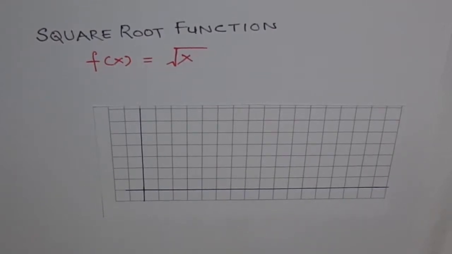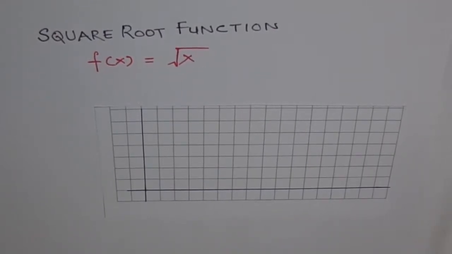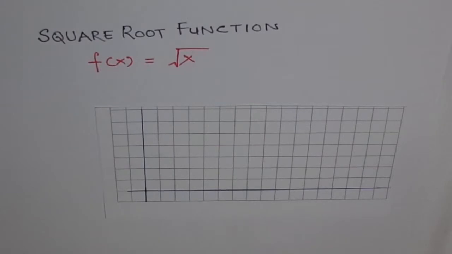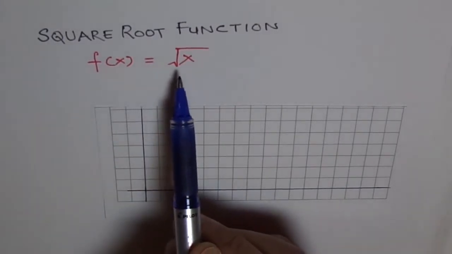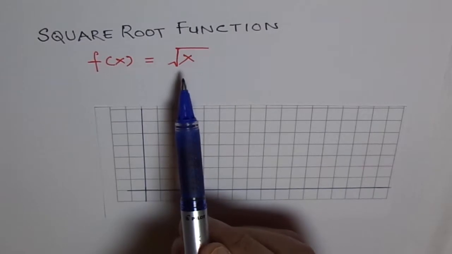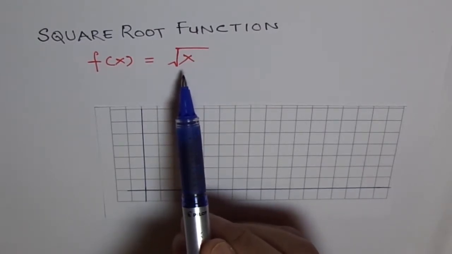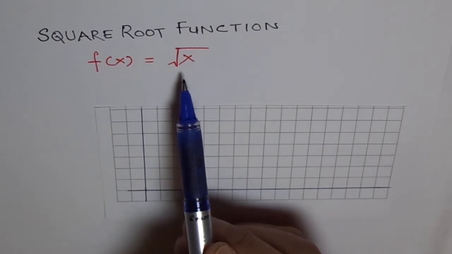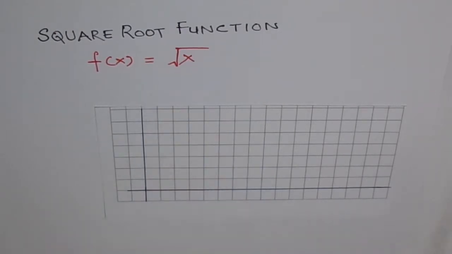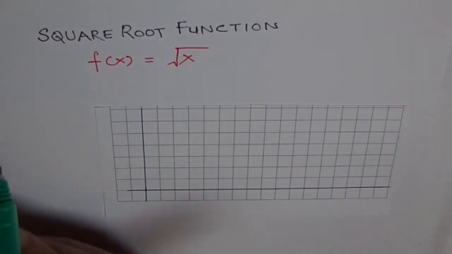Hello. In this series of parent functions, we will discuss the square root function, f(x) equals square root of x. Now, this is a very restricted function where we cannot have negative values of x, because for negative real numbers, square root is not defined. It is a complex number, right? So, we'll plot some values and draw the graph and see its characteristics.